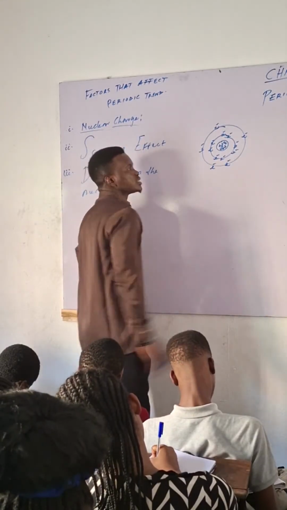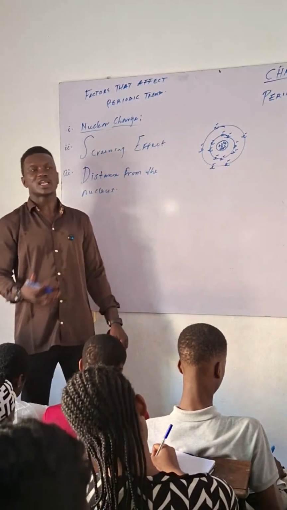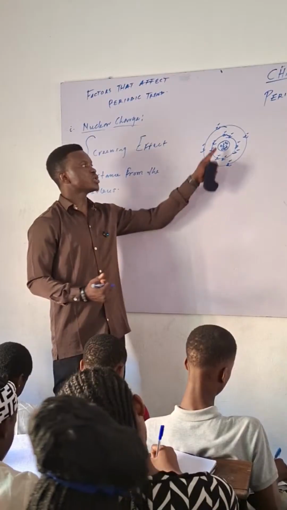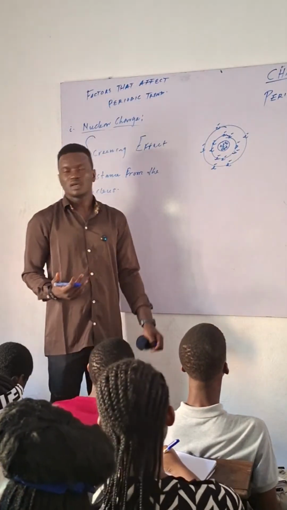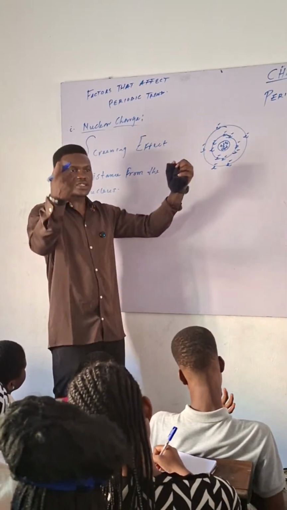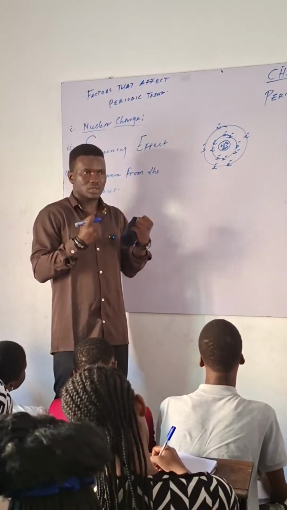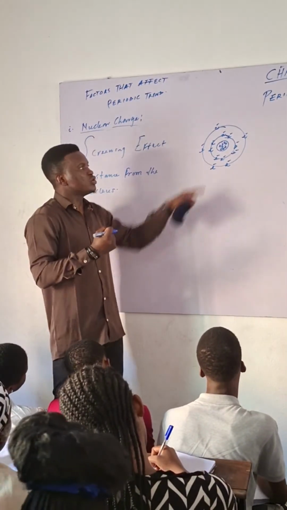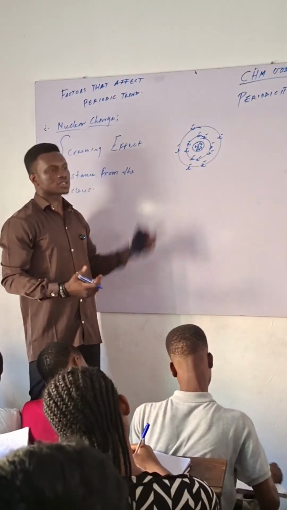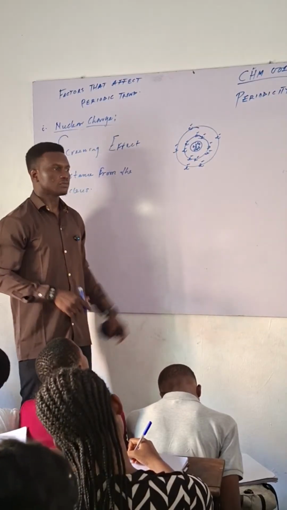So for simplicity, let's leave that. Now, from what we have studied so far, even in electricity, we know that there's always an attraction between unlike charges. The positive center will be pulling the negative electrons. So that force of attraction that exists between the nucleus and the outer electrons is what we call what? Nuclear charge. Are you following?